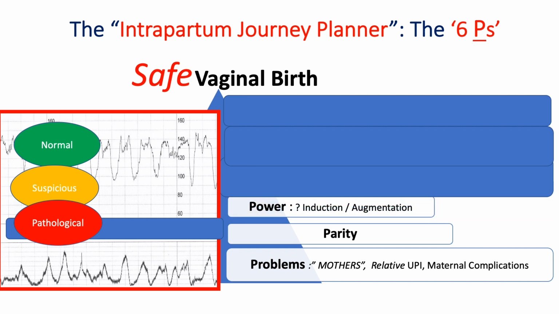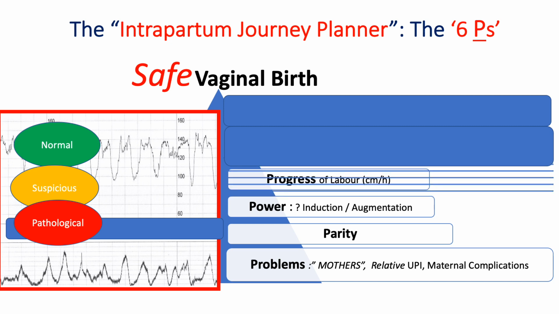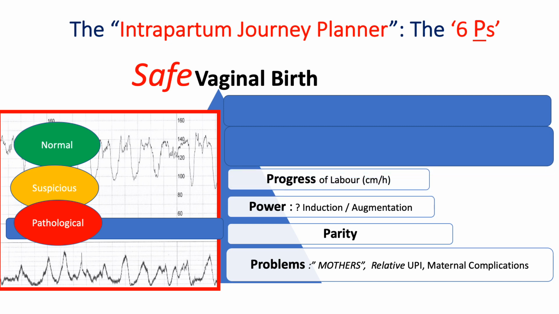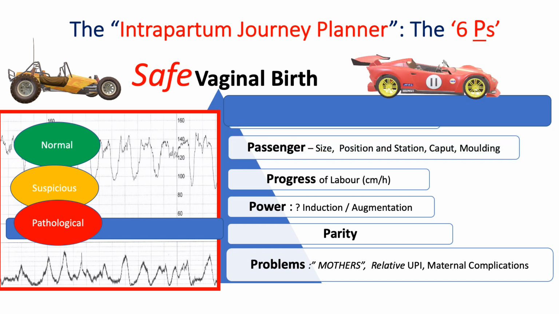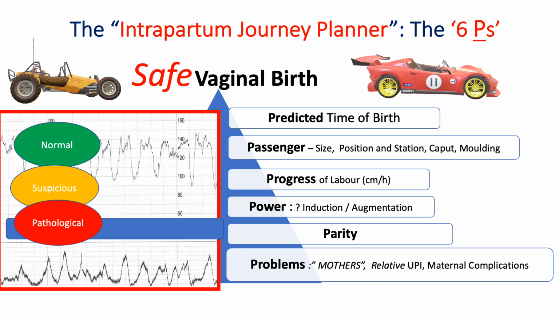or does mom have any complications like preeclampsia, sickle cell acidosis? Parity and the power. Is it a spontaneous labor or an induced or augmented labor? And how has this labor progressing so far? Is it very slow or is it progressing at a good speed? And how is the passenger? The size, position, station, all this will determine the predicted time of birth. How long it's going to take for the labor to end in a safe vaginal birth.